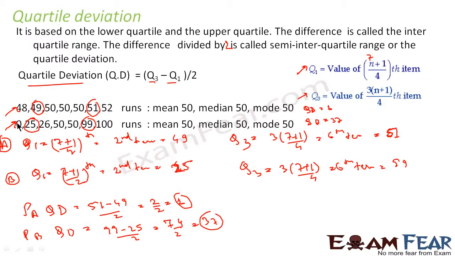So quartile deviation is also similar to range, but the advantage here is that it ignores the extreme values. For example, these values are ignored here, if you see, right? So the extreme few values are ignored in the quartile deviation. It is better than range in some cases.